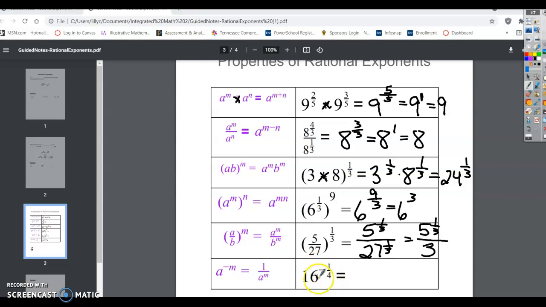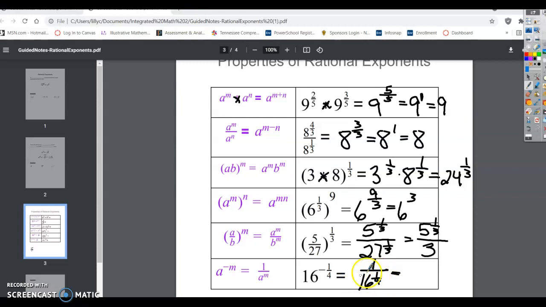All right, this one has a negative exponent. A to the negative m equals 1 over a to the m. The last example we saw before the properties had a negative exponent, and you saw me move it to the bottom. This is why. To get rid of the negative exponent, you put 1 over whatever you've got. So we're going to have 1 over 16 to the 1/4.